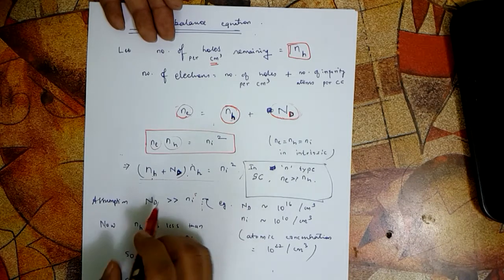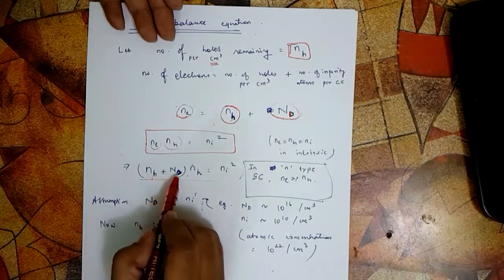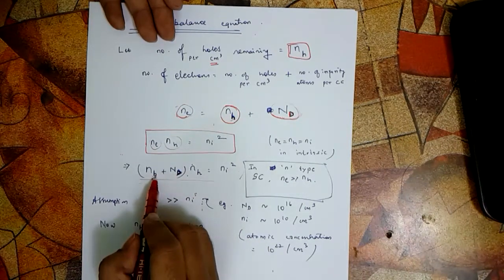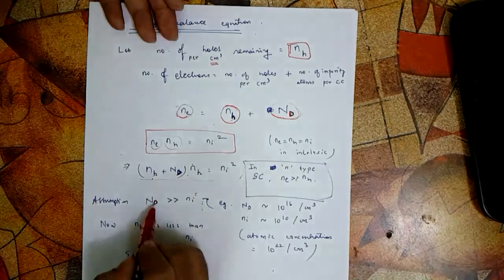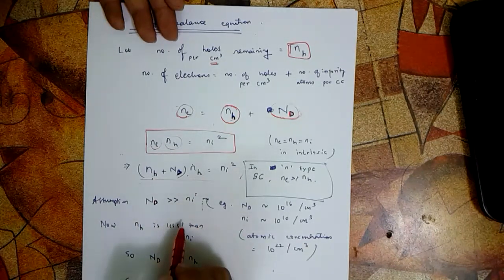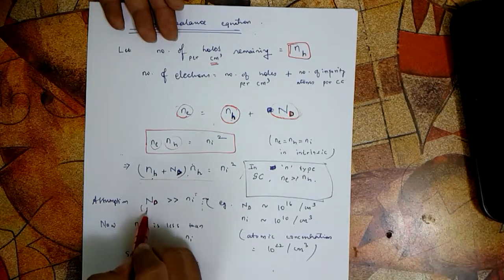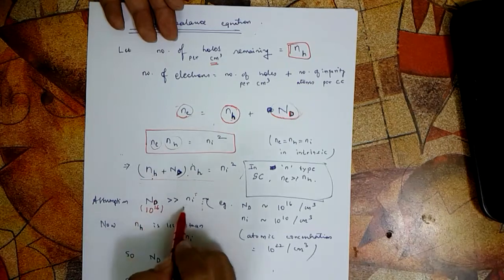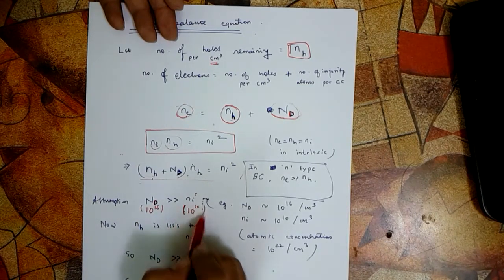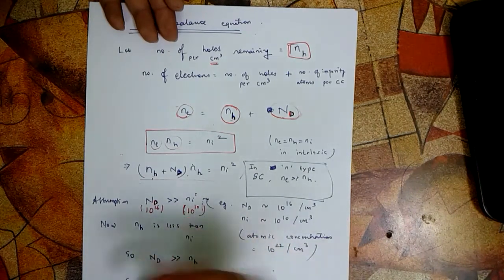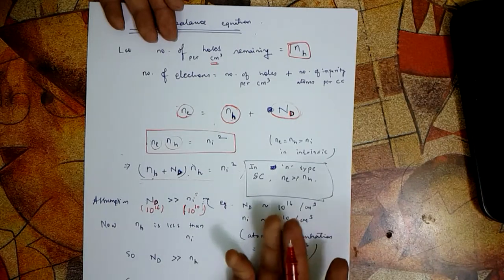Now, can we assume safely that Nd will be much greater than Nh? Let's try to understand this. Nd was much greater than Ni because Nd was roughly of the order of 10 raised to 16, whereas the intrinsic carrier concentration was of the order of 10 raised to 10. That means before adding impurity, 10 raised to 10 holes and 10 raised to 10 electrons were there per unit volume.